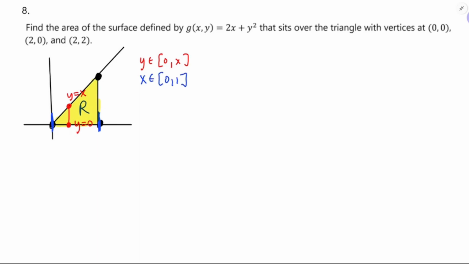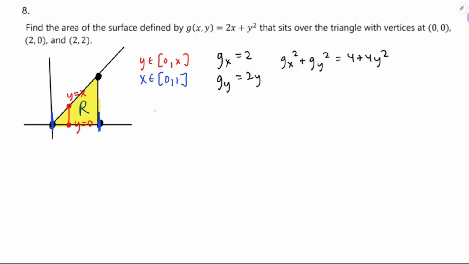Okay. Then, after that, I need my partials. gx equals 2, gy equals 2y. So gx squared plus gy squared equals 4 plus 4y squared.